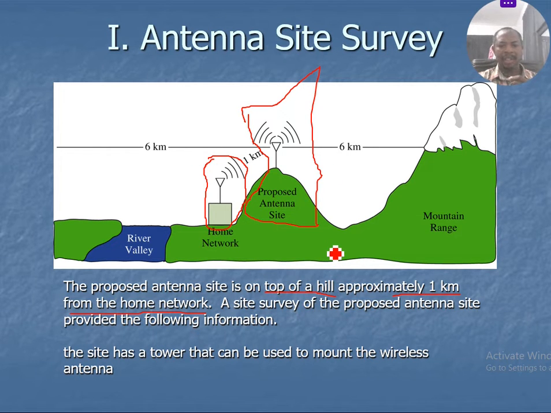Now the first thing is that the site has a tower that can be used to mount a wireless antenna. So you must first of all have a tower that you can use to mount the wireless antenna, because if there is no hill or a tower, then you cannot have a clear view of 6 kilometers in all directions, and we need a clear line of sight.